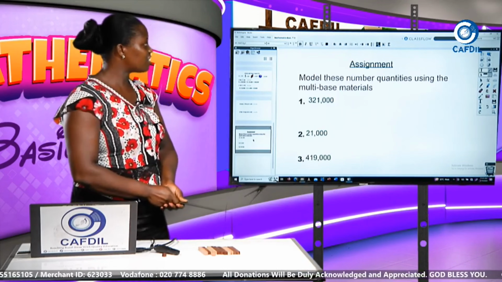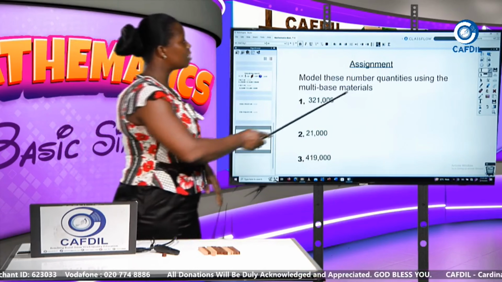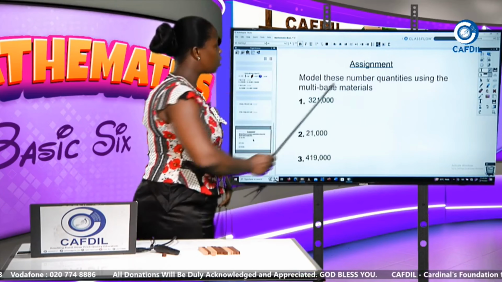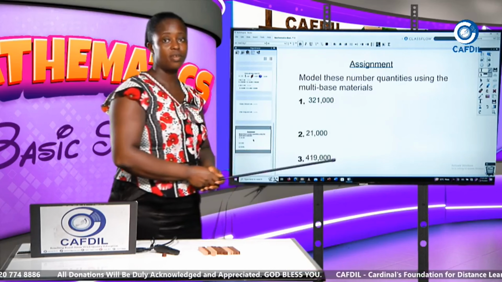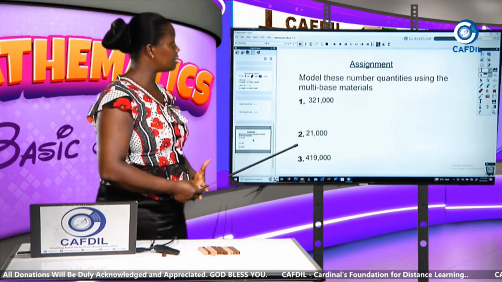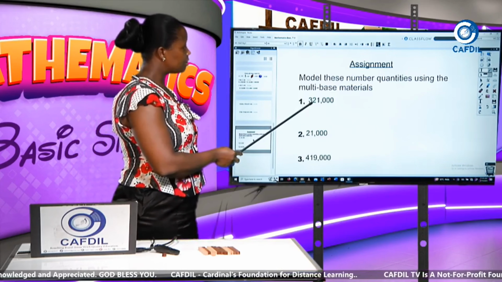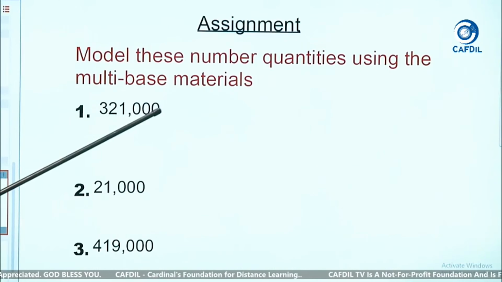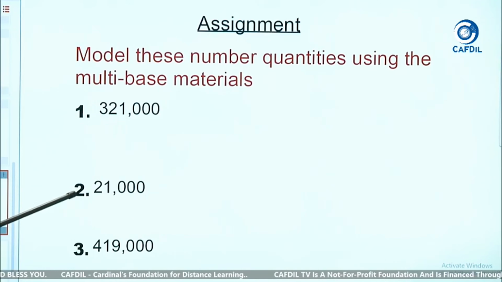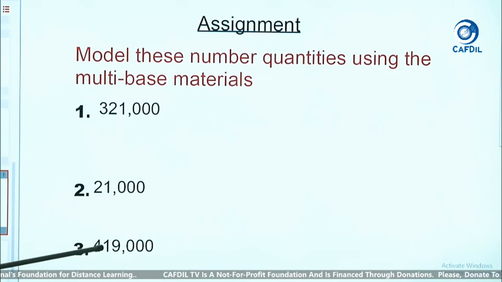And what is the instruction? Model these number quantities using the multi-base materials. The first is 321,000. Number 2, 21,000, and number 3, 419,000. Just 3 questions. When you are free, you pick your books and then you do it for me.